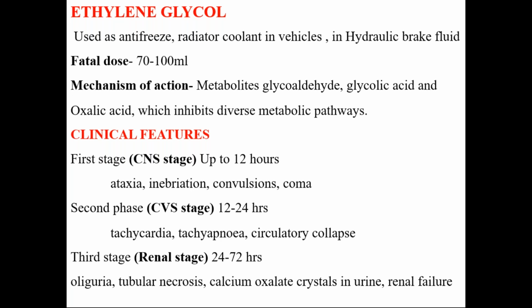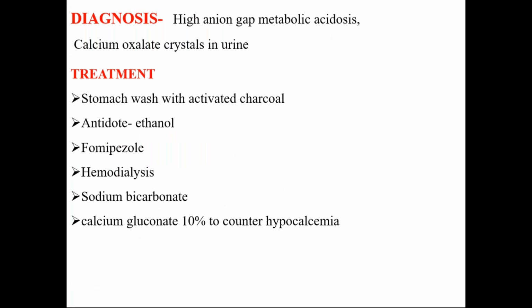And then the third stage, the renal stage, occurs about 24 to 72 hours, where the patient will have symptoms of oliguria, tubular necrosis, calcium oxalate crystals in urine, and then he will finally land in renal failure. So three stages in ethylene glycol poisoning: CNS stage, CVS stage, and renal stage. What is the diagnosis? Diagnosis is by high anion gap metabolic acidosis, and then we can have calcium oxalate crystals in urine.